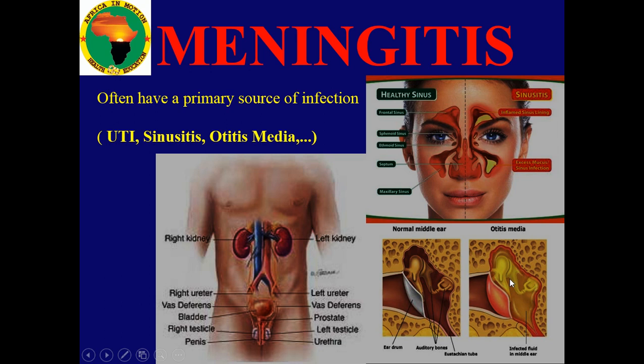Or there is infection in the ear. This is pus in the inner ear. You see, this is a normal ear, this is external, this is the eardrum. There is pus here. This is an infection that can move from here to the brain easily.